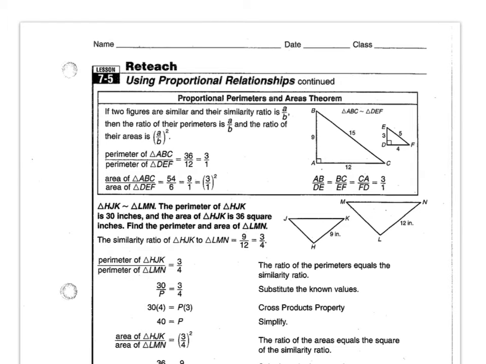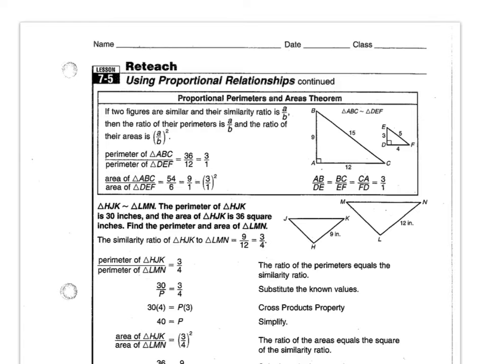In this second part, the continuation, it says use proportional relationships. And what we're going to do here is talk about comparing perimeters and areas. And there's a theorem. It says if two figures are similar and their similarity ratio is A to B, then the ratio of the perimeters is the same thing, A over B. But the ratio of their areas is going to be A over B, the similarity ratio or the perimeter ratio, squared.